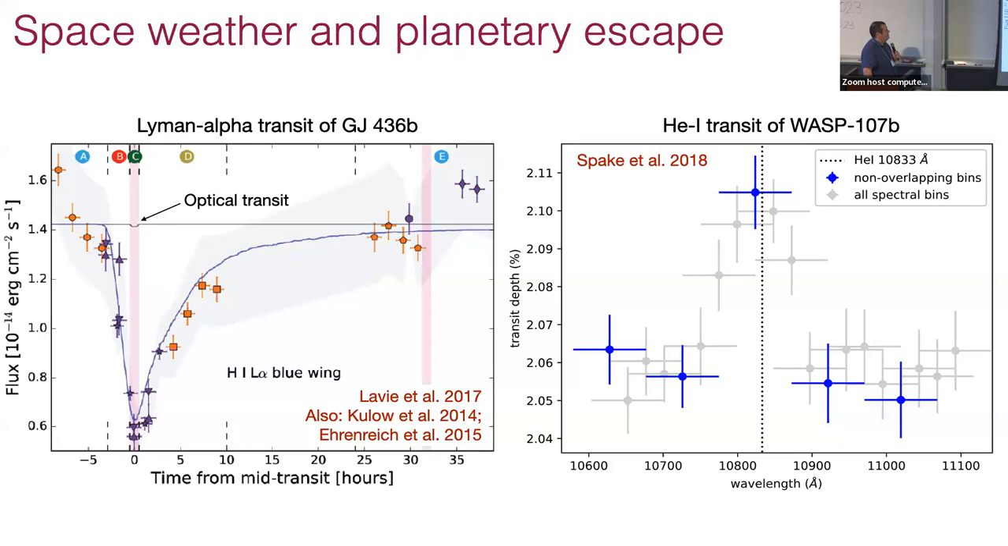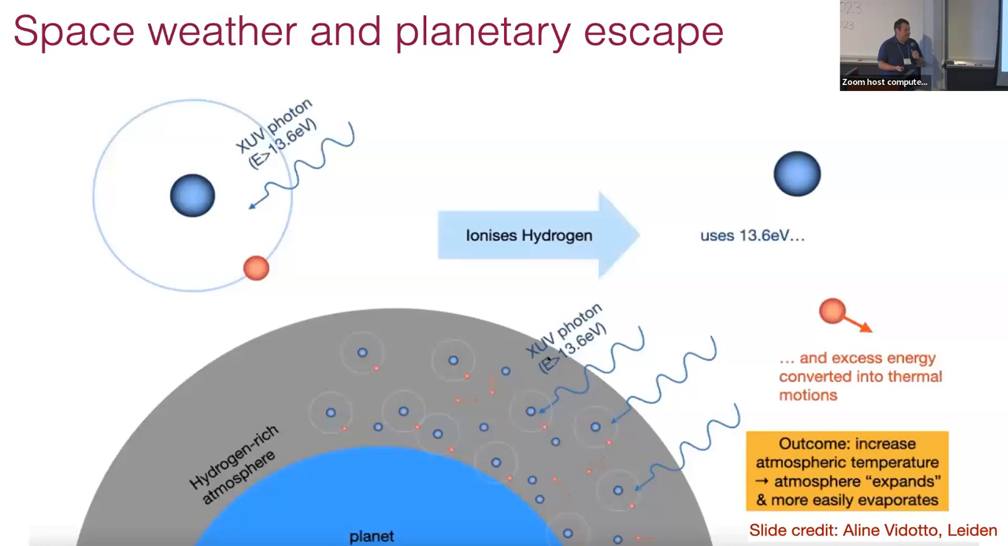And so this is a beautiful cartoon by my colleague Alini Vidotto at Leiden. It just shows how this process works, where you have your hydrogen-rich atmosphere, and you have this energetic material, photons in XUV. This is X-ray and UV emission, entering into the atmosphere of the planet, exciting the atmosphere, heating it up and allowing this material to escape.